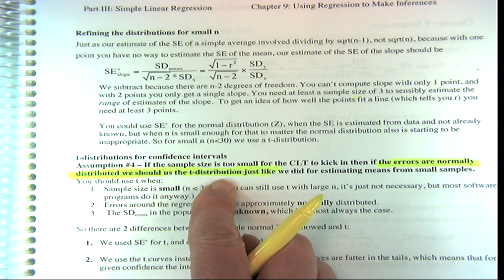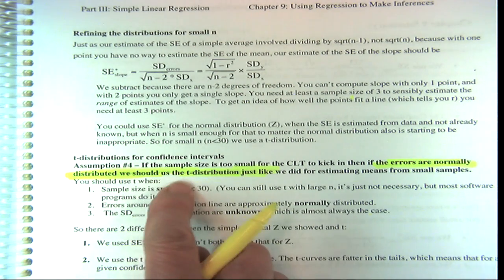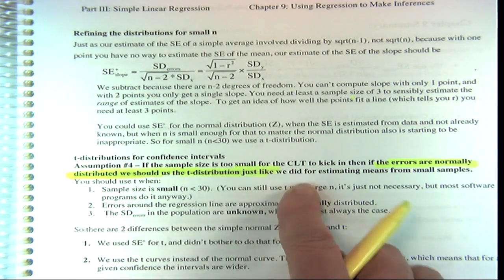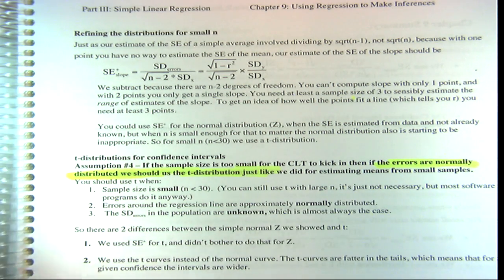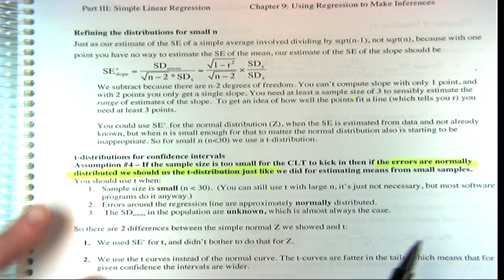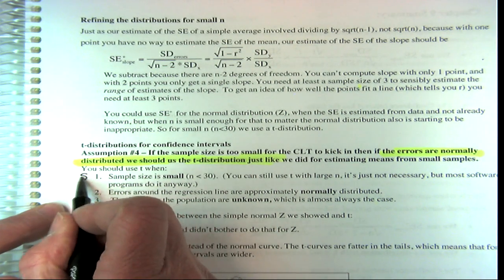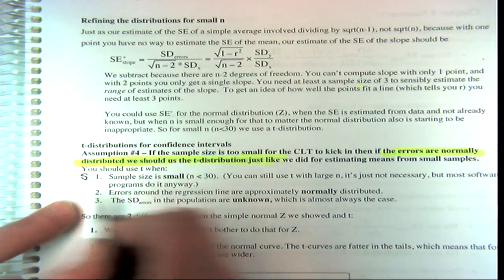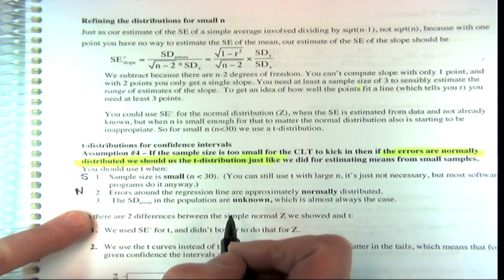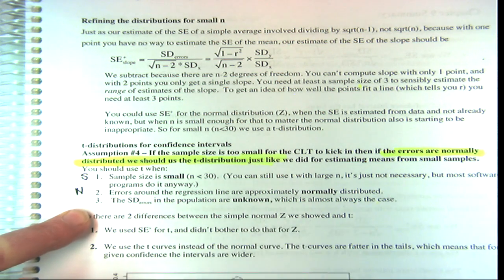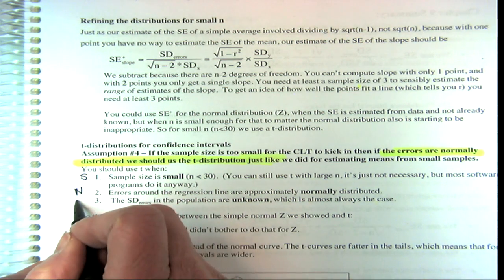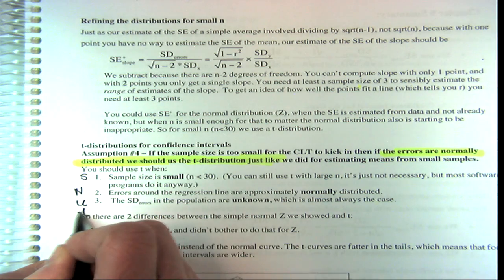Remember with the central limit theorem, we don't have to have a normal distribution of the errors, because if we have a big enough sample size, the central limit theorem will kick in. So that's why this normal distribution assumption comes in when you have a small sample size. And it's exactly like what we did when we estimated means. So a good way to remember this is you should use t when the sample size is small, when the errors around the regression line are normally distributed, and when you have an unknown sigma. Otherwise you don't need to use either; if you know sigma, you don't have to estimate it. So unknown sigma, then use t.